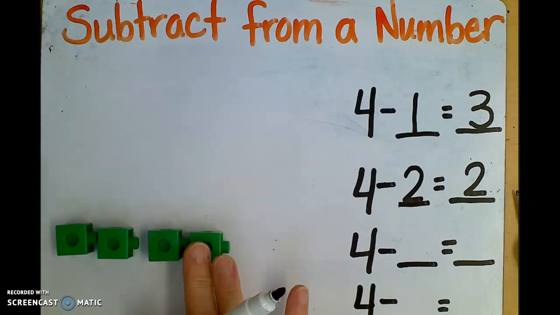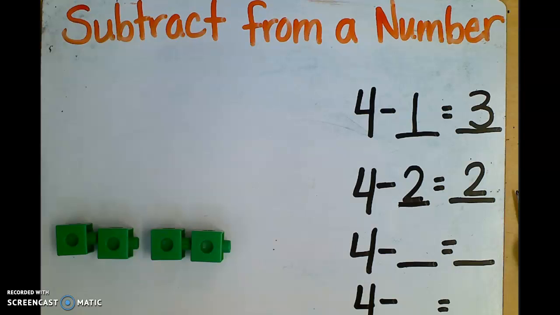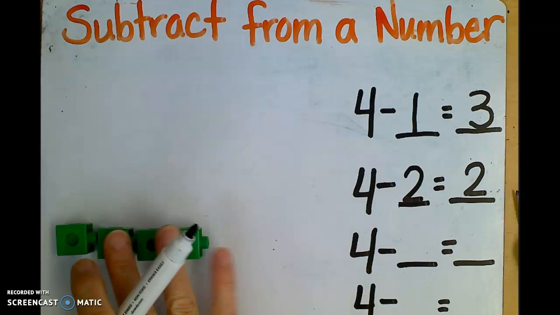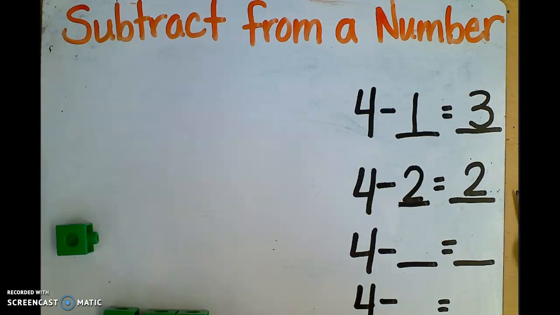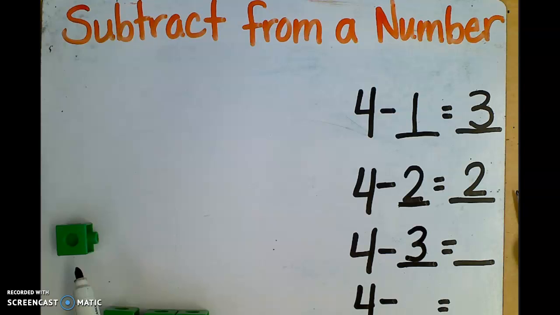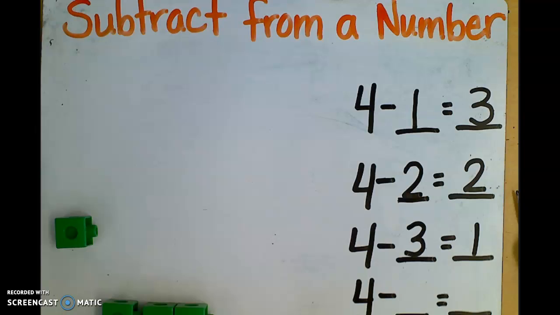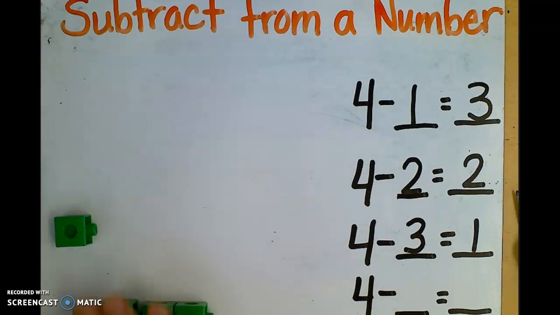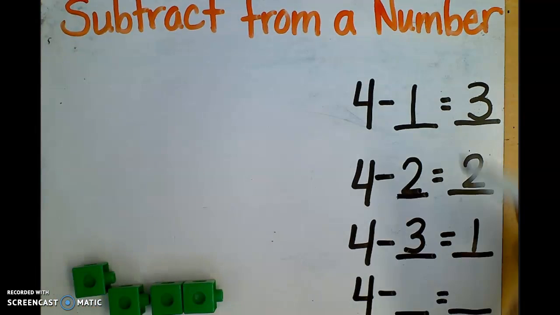I've taken away 1. I've taken away 2. So this time I have to take away, you got it, 3. I took away 3. And how many does it leave me? Just 1. Are you seeing that lazy math pattern happening? Do you see it? 1, 2, 3, 3, 2, 1. These are counting up. My number gets smaller on this side.